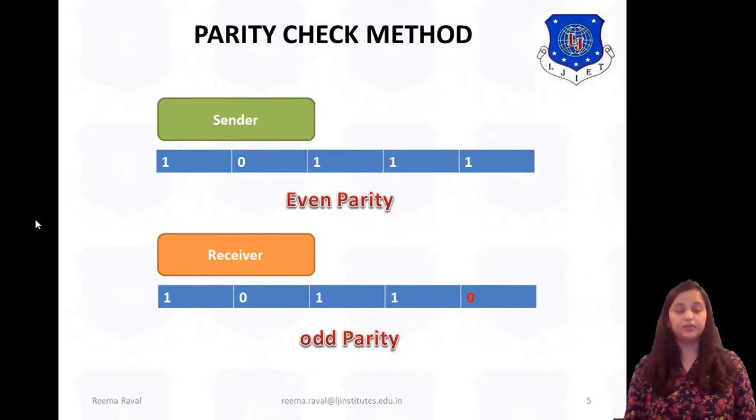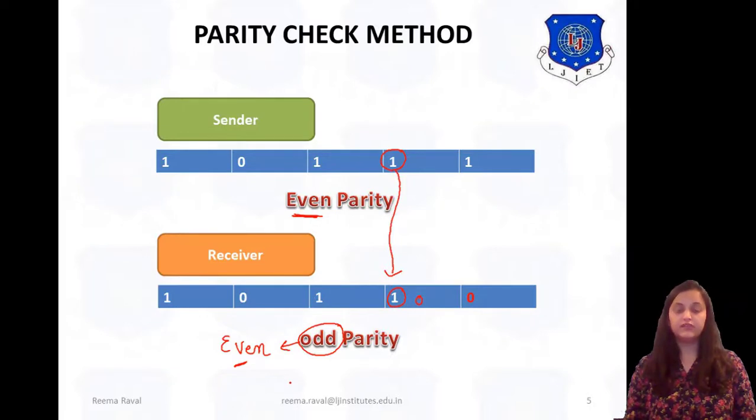For example, if 2 bits of the data are changed. That means it can detect only up to a single bit, but for example if this bit is changed to 0, again the number of ones will be 2 only. So this odd parity will now become even parity. So whenever the receiver checks whether the sender has sent the even parity or not, it will be the same. That means the sender has sent the even parity and the receiver has received the even parity.